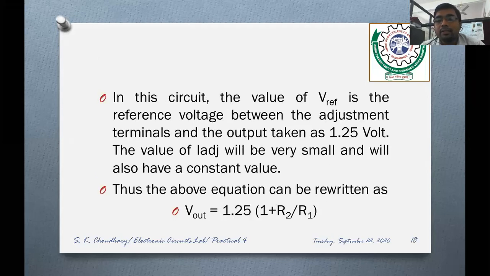So in this circuit, the value of V reference is a constant 1.25 volt, and the value of the adjustment current I adjustment is very small. Sometimes it is also neglected. It is nearly 100 microampere. And if you neglect the effect of I adjustment, you can approximate the value of output voltage by writing this equation as V out is equal to V reference into (1 plus R2 upon R1), or 1.25 into (1 plus R2 upon R1).